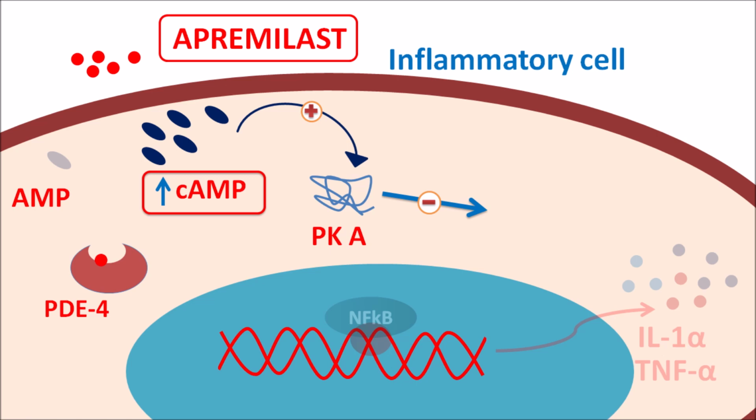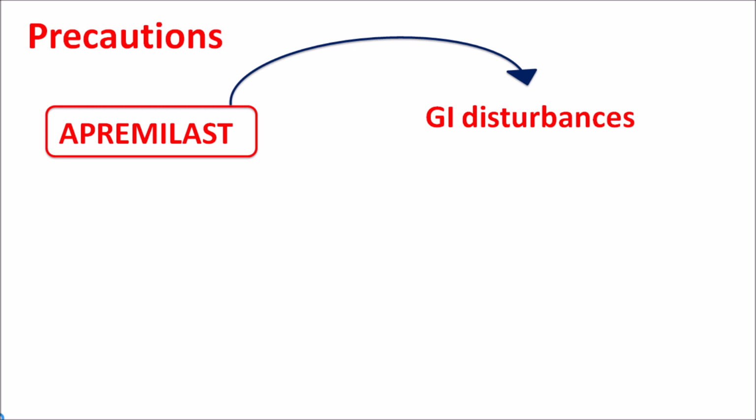Similarly, this protein kinase A can promote the expression of CREB, which increases the release of anti-inflammatory cytokines such as IL-10. What are the precautions? One of the important precautions of Apremilast is that this drug can produce some gastrointestinal disturbances.